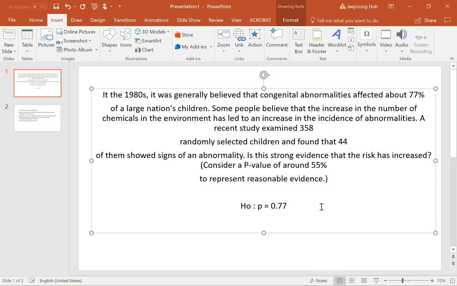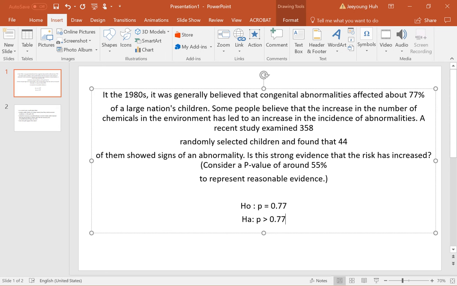Okay, so what would our alternative hypothesis be? Yes, because some people believe that the increase is going to increase these abnormalities. So we're seeing if it increased or not. So our alternative would be if it's greater than that. Would this be a two-tailed test or a one-sided test? One-sided, because it's greater than, right? If the alternative was not equal to, then it'd be a two-tailed test.